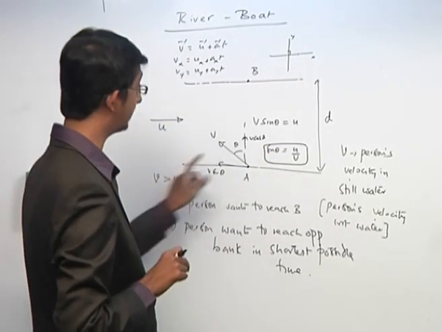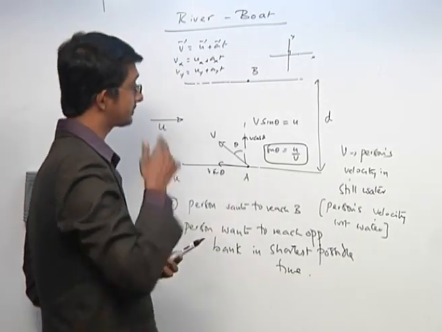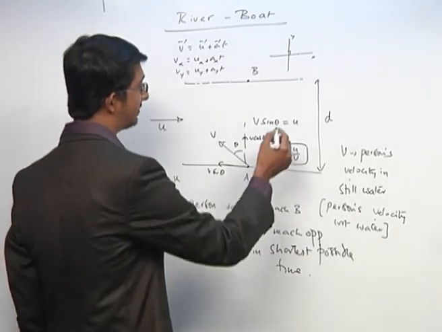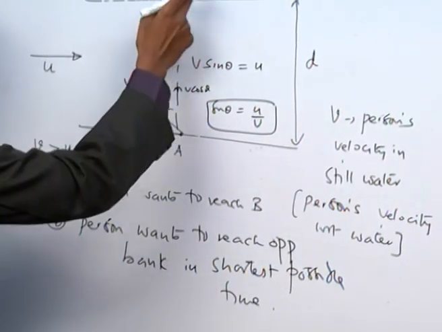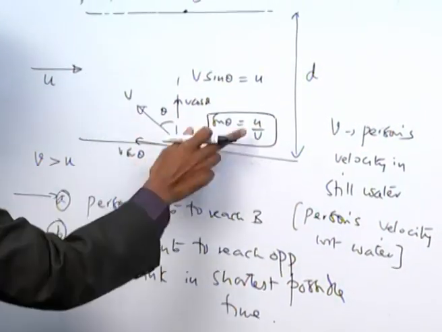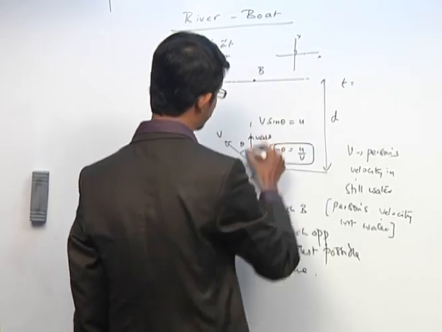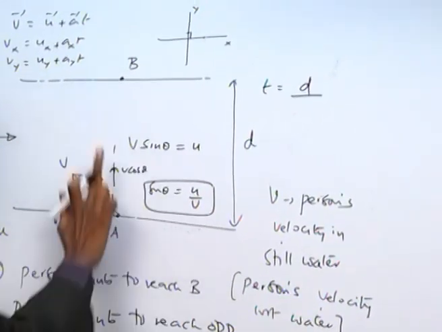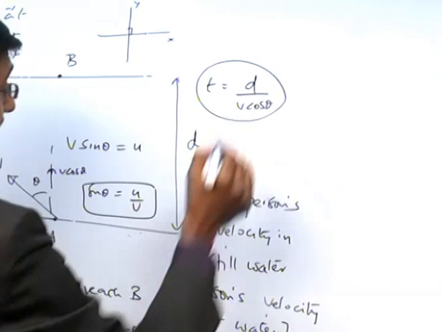Remember, u is less than v, so this is less than 1. Sine theta should be less than 1 or equal to 1 maximum. Okay, so in such a case, what is the time taken by him to cross the river? So we are discussing case A, where he has to reach the opposite bank. He must swim at an angle theta given by this, and time taken by him will be given by t equal to the distance travelled d by the speed with which he is going, which is v cos theta. So this is the time.